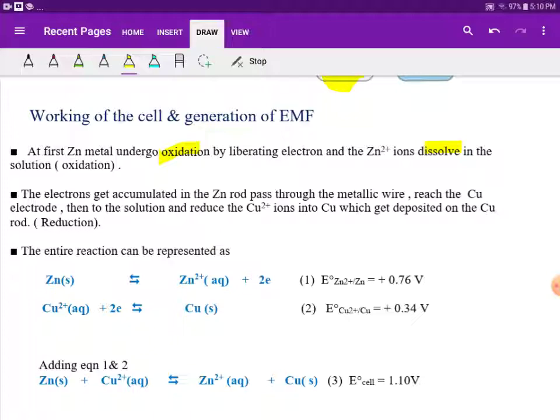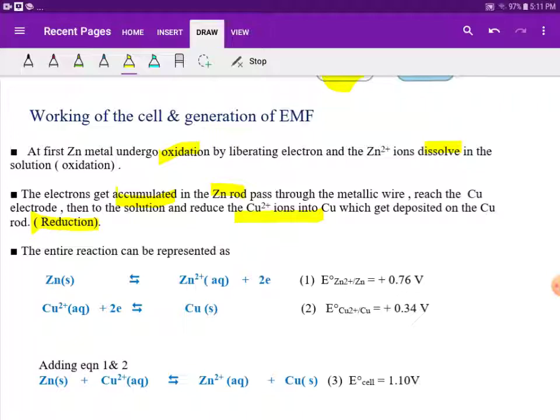And second, the electrons that get accumulated in the zinc rod pass through the metallic wire, the outer wire, and reach the copper electrode and then the solution in the vicinity of the copper electrode and reduce the copper ion into copper, which gets deposited on the cathode or copper rod. That is the reduction. As all of you know, reduction is the process of addition of electrons, while oxidation is the process of removal or liberation of electrons.